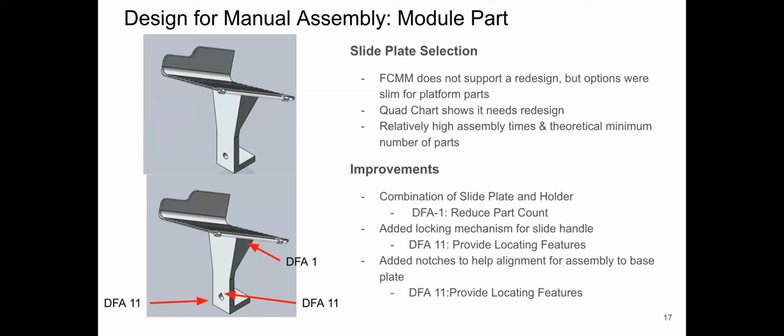Also, because the quad chart showed that it needed redesign, it had a relatively high assembly time, and the theoretical minimum number of parts showed that it needed redesign. The changes that were made were that we combined the slide plate and the slide plate holder by DFA 1. We added the locking mechanism to the slide handle by DFA 11 to allow easier insertion. And then we added notches to the base plate to help alignment for assembly by DFA 11.